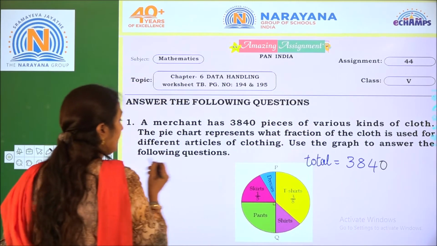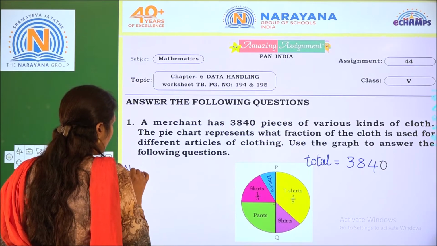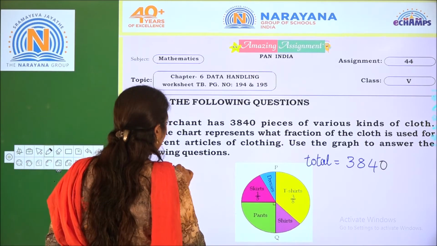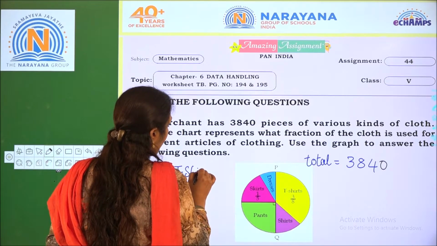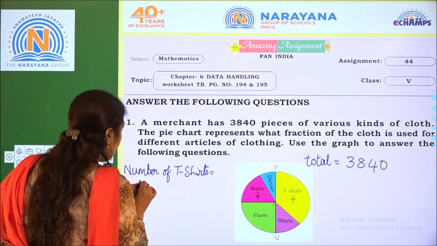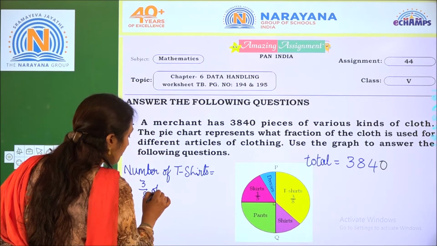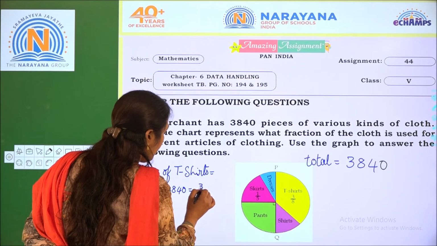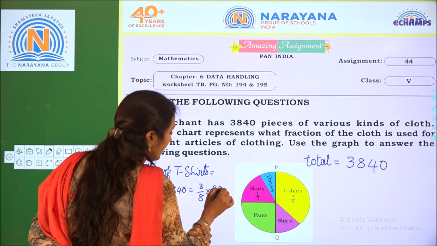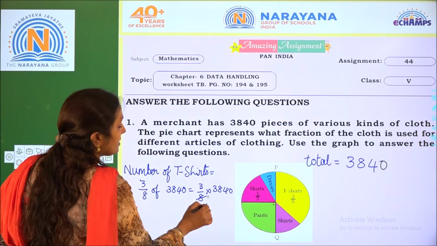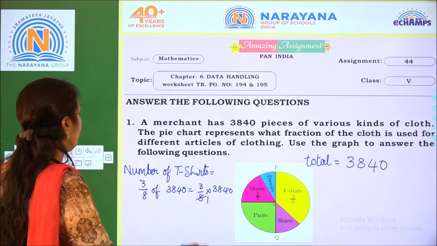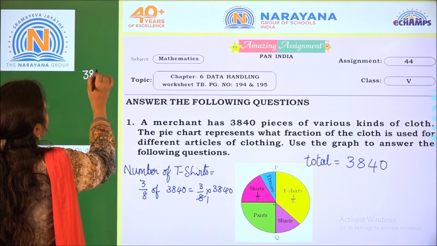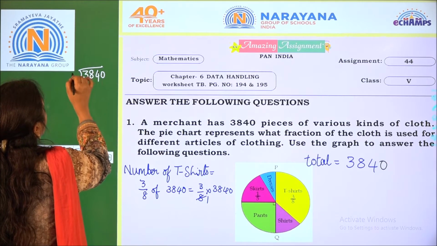So I am calculating each kind of cloth. Number of t-shirts is equal to 3 by 8 of 3,840, which means 3 by 8 into 3,840. Now divide. 8 ones are 8. So we have to divide. For that, see, 3,840 is divided by 8.